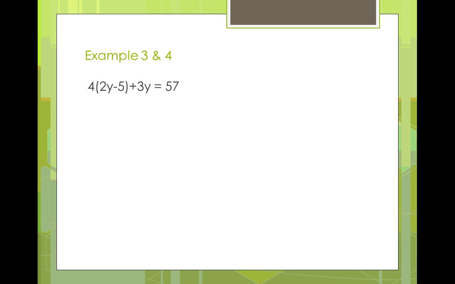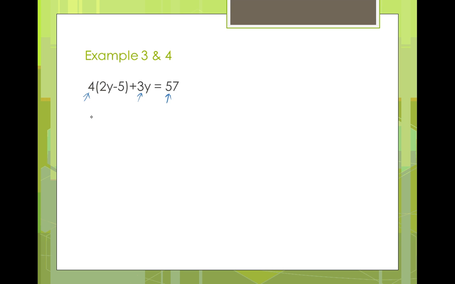So first of all, example 3. This one looks a little bit different. It's got this extra 3y sitting here. So in this case, I'm going to have a look at this number 4 and say, well, is it a factor of everything else that's here? No, it's not. So I don't have an option of dividing through by 4 because 4 doesn't go into the 3, it doesn't go into the 57. So I have no other option but to expand the brackets.